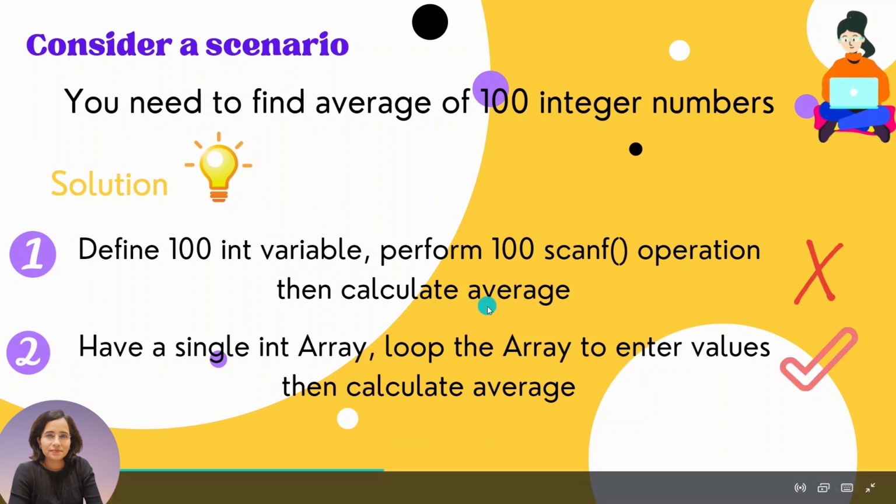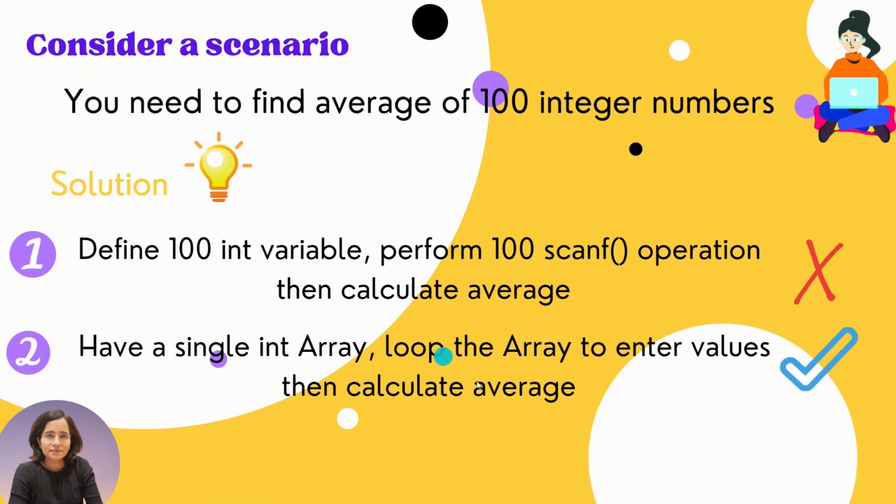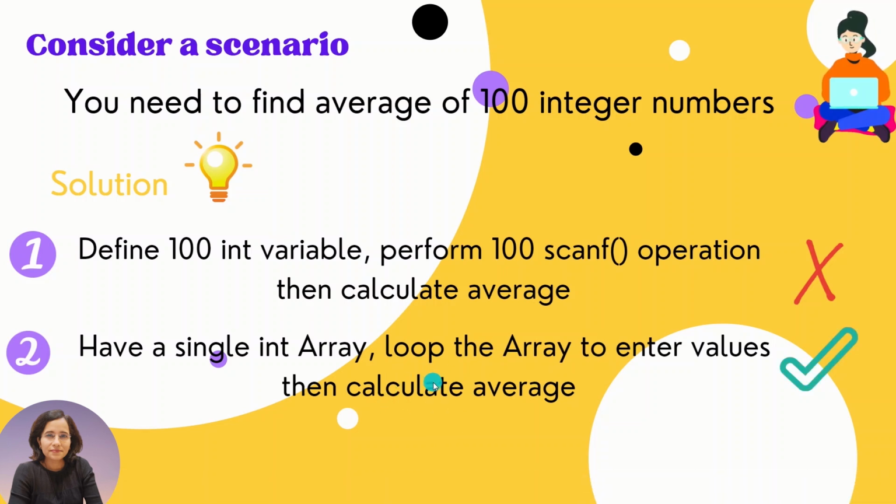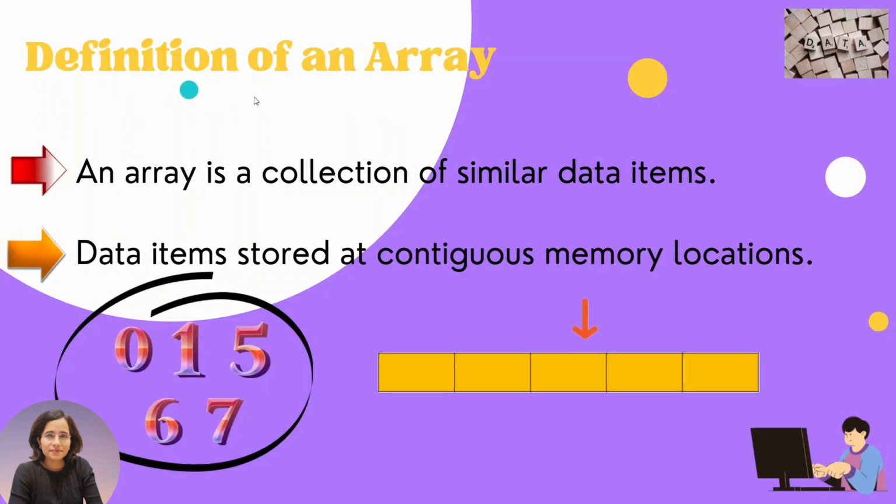Which solution is better according to you? Obviously the second one. It is convenient to store the same data in a single variable and later access them. So here comes the need of an array. So let's discuss the array. So what is an array?